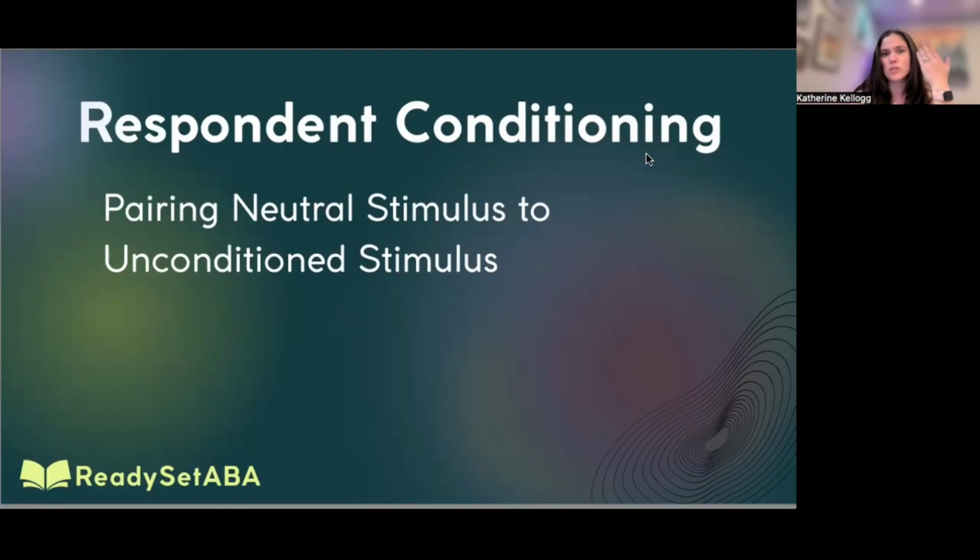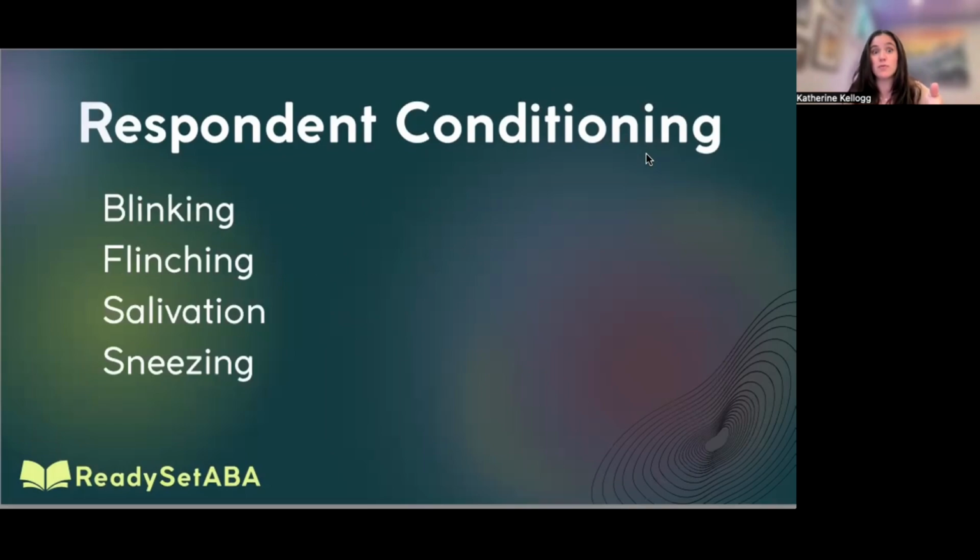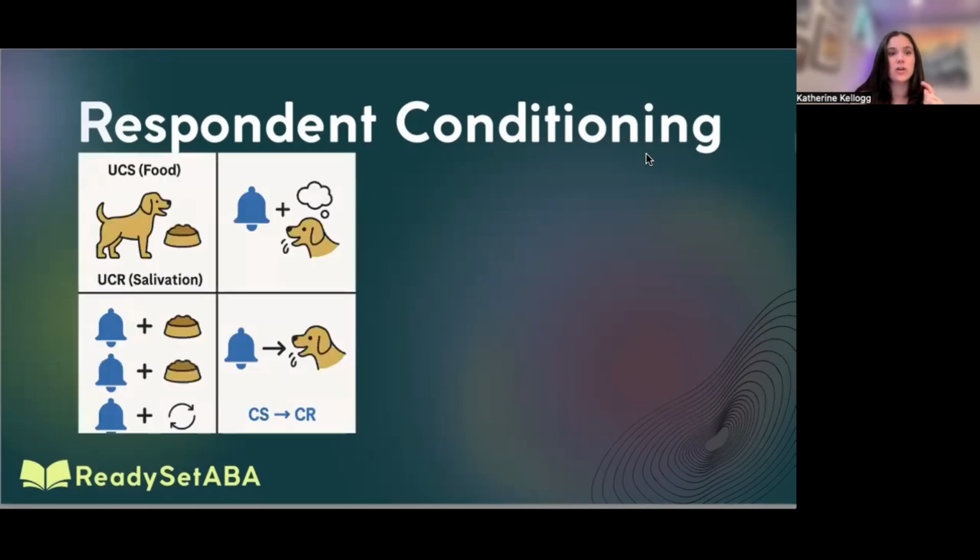And specifically with respondent conditioning, when it is paired with an unconditioned stimulus, so something that would elicit these types of responses, that's going to be when respondent conditioning occurs. So this classic example we have for Pavlov's dog, this should be a review. Anytime we have a neutral stimulus like the bell paired with the presentation of food, it elicited the salivation. So after repeated exposure, the bell alone would elicit the salivation.